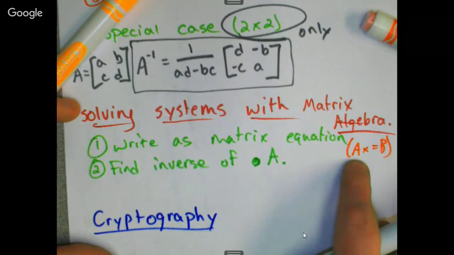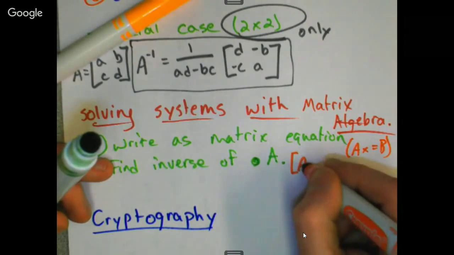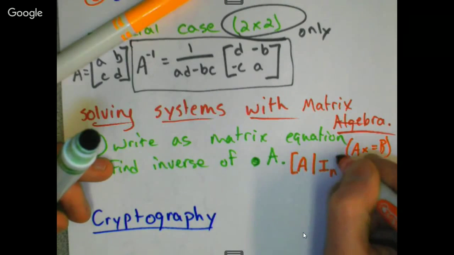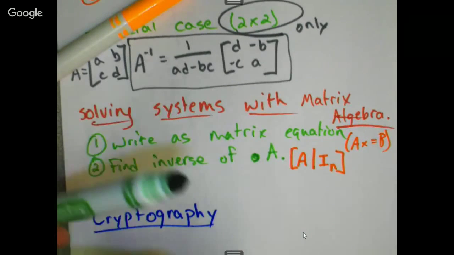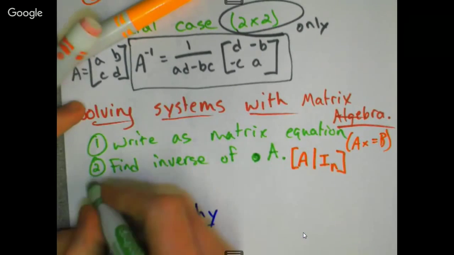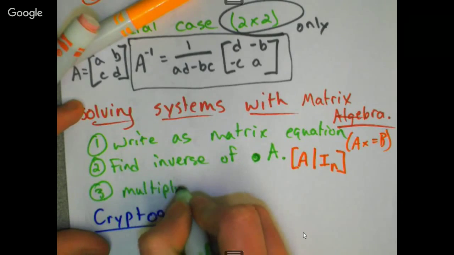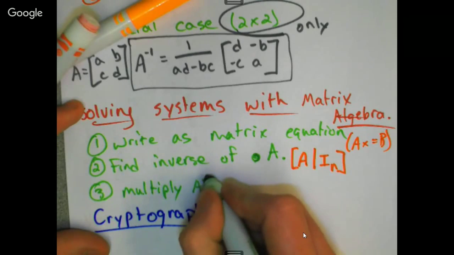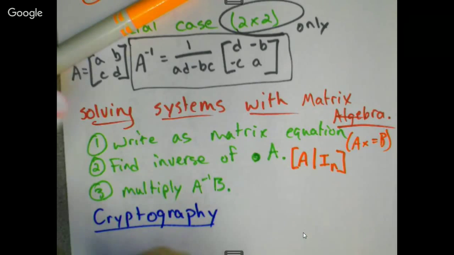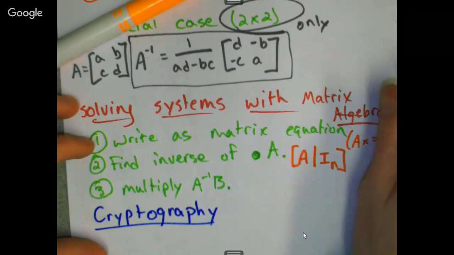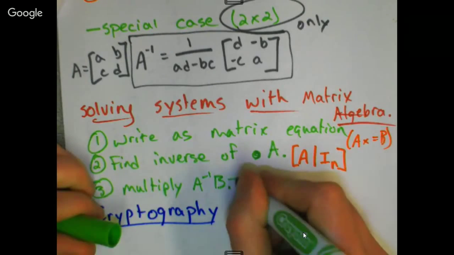So you're going to find the inverse of that. That means you are going to find A inverse. You can do this: put A here, put the identity, get that into RREF. And then step 3, multiply A inverse times B. And you'll be done. That's what X equals.